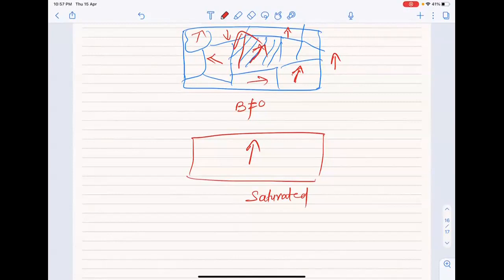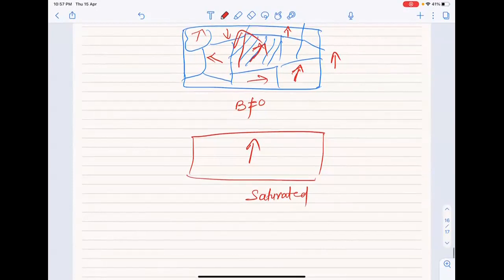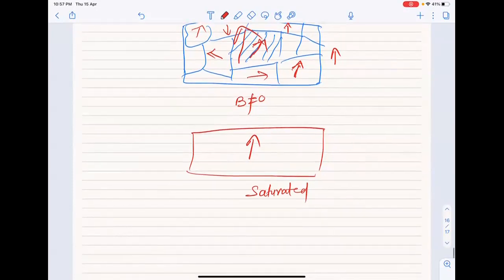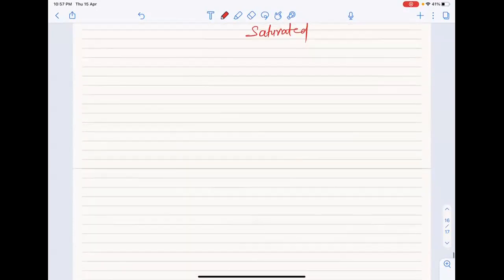This kind of memory effect, where the magnetization depends upon the history, gives rise to something known as the hysteresis loop. I just have a very simple explanation for that. So let's say you have a hysteresis loop.